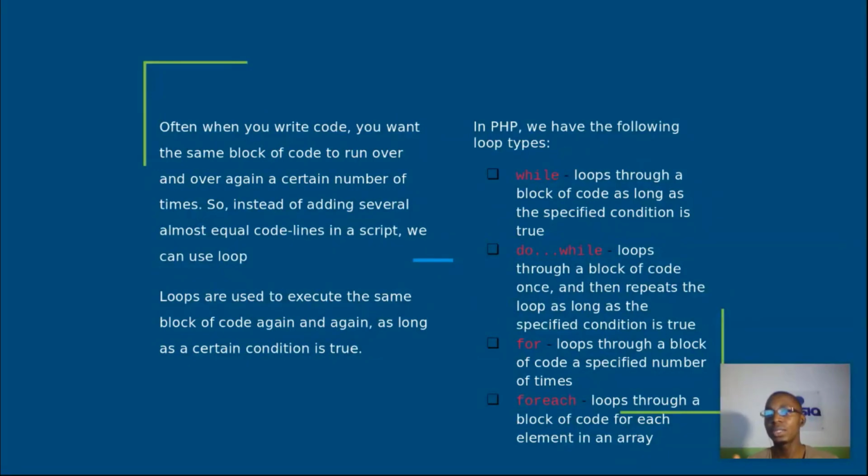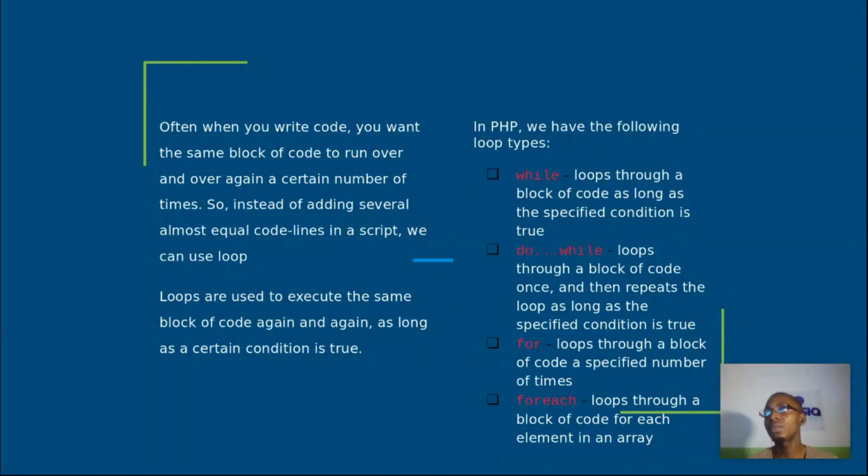Loops are used to execute the same block of code again and again as long as a certain condition is true, right? So in PHP, there are various types of loops, and we have these four types. You have the while loop, which loops through a block of code as long as a specified condition is true, right? Now you have the do while loop, which loops through a block of code once and then repeats the loop as long as the specified condition is true.